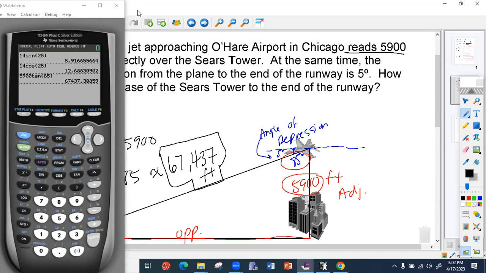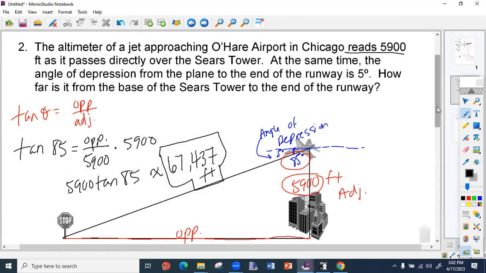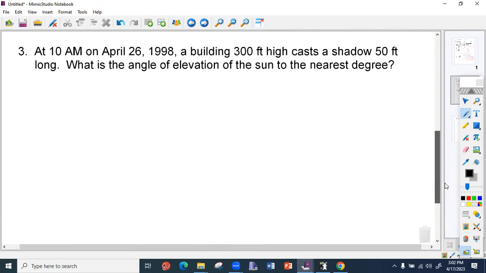Okay, so this one, I was nice and gave you a picture. Oh, guess what you're not going to get? A picture. Oh my gosh, you're not getting a picture, which means you have to draw one yourself. Okay. At 10 a.m. on April 26, 1998, when none of you were born. You're okay. A building 300 feet high casts a shadow 50 feet long. What is the angle of elevation of the sun to the nearest degree?